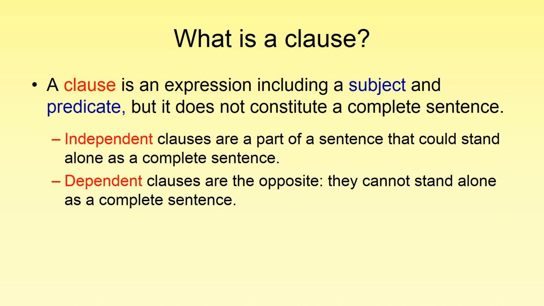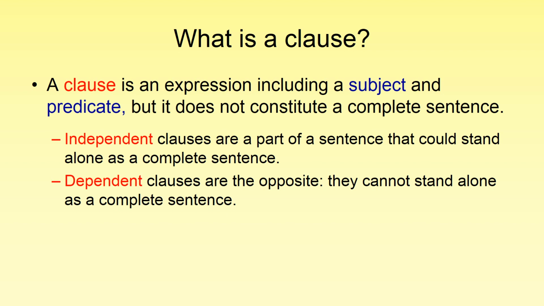Now that we understand what a complete sentence is and what a fragment is, let's look at the construction of sentences. Clauses are the building blocks of sentences, and when we understand the 2 different types of clauses, we will be able to better understand punctuation. A clause is an expression including a subject and a predicate, but it does not constitute a complete sentence. Now there are 2 types.